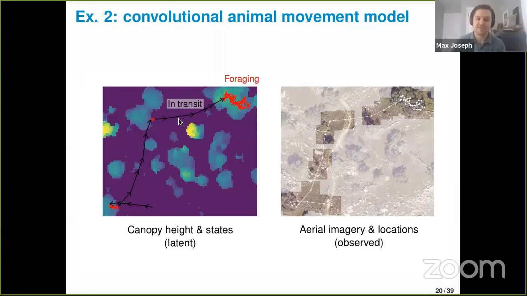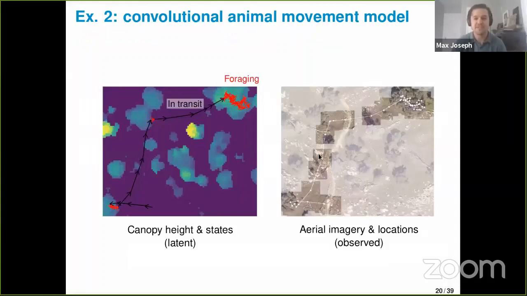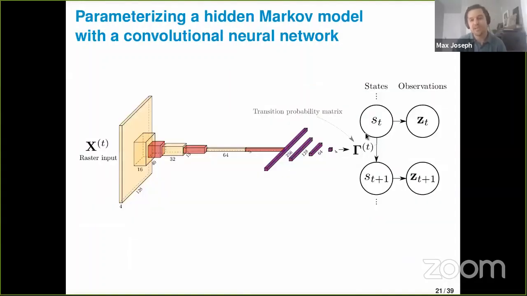And this critter has two behavioral states, in transit and foraging. Let's suppose that we never observe these states directly, and further that we don't have access to the canopy height model. What if we only have the observed trajectory and aerial imagery? Can we use spatial context to estimate parameters of a movement model? Sure we can. We can parameterize a hidden Markov model using a convolutional neural network. This maps raster input, shown here on the left, these image chips, to a transition probability matrix in a more traditional hidden Markov model for animal movement that tracks the time evolution of behavioral states and relates those to observed movement trajectories.